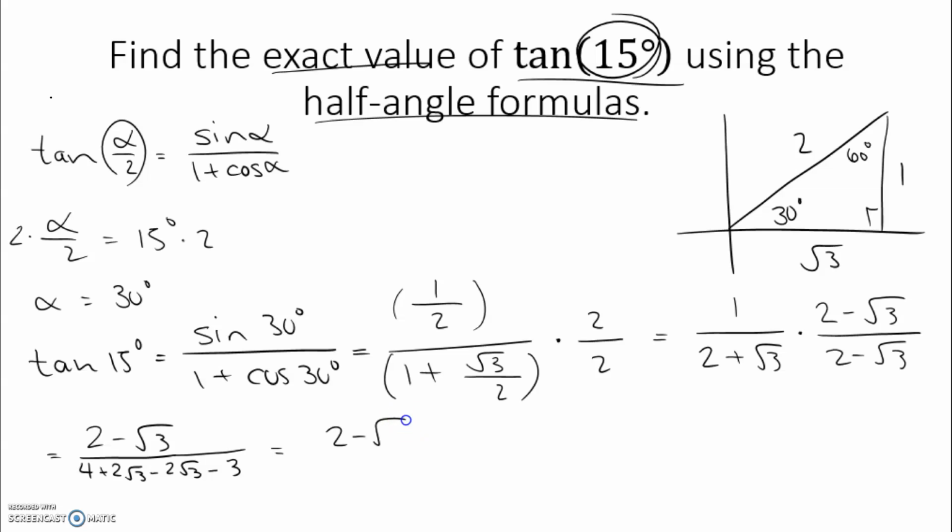So we have 2 minus the square root of 3 over, those get knocked out, and I have 4 minus 3, so that gives me 1. So my final answer is 2 minus the square root of 3.